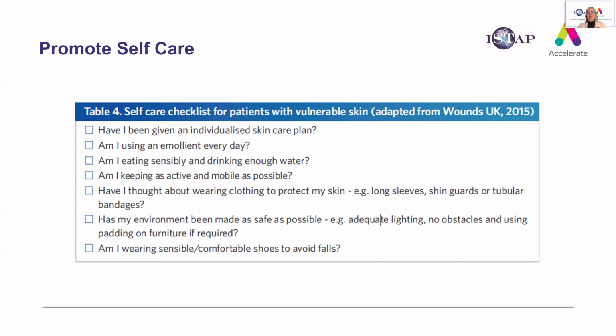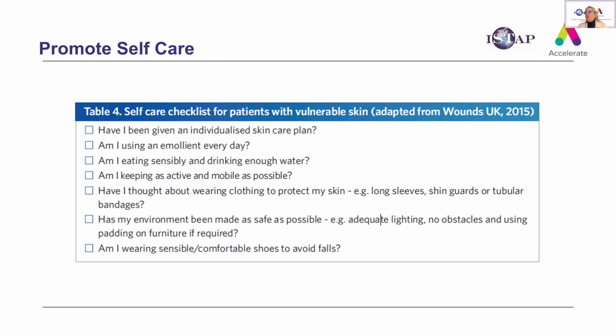are they wearing protective clothing? Protective clothing is really important. It's important for sun damage. It's important to protect against mechanical trauma. So long sleeves, there's things like shin guards, there's tubular bandages that can be worn on the lower legs, all to protect the skin. Has my environment been made as safe as possible?